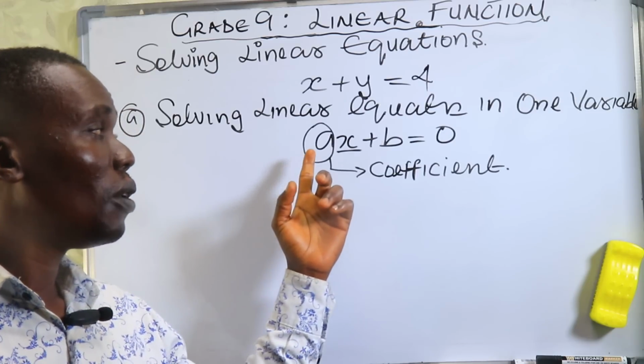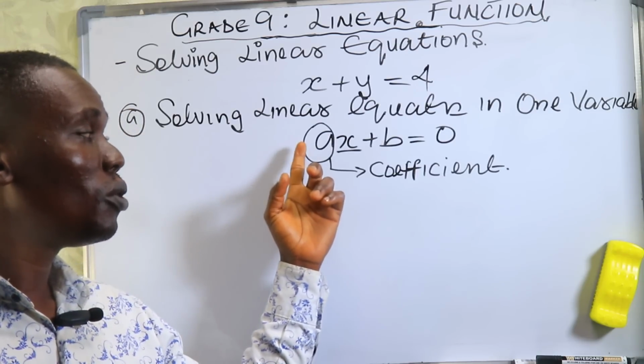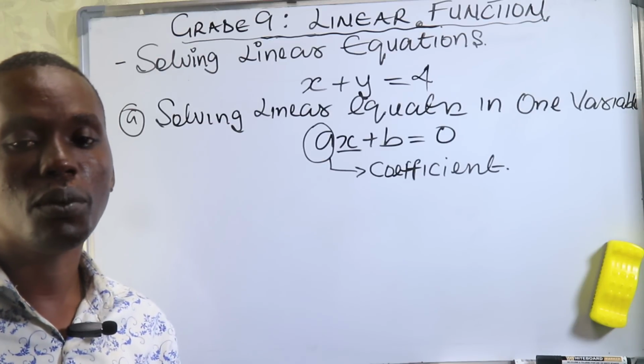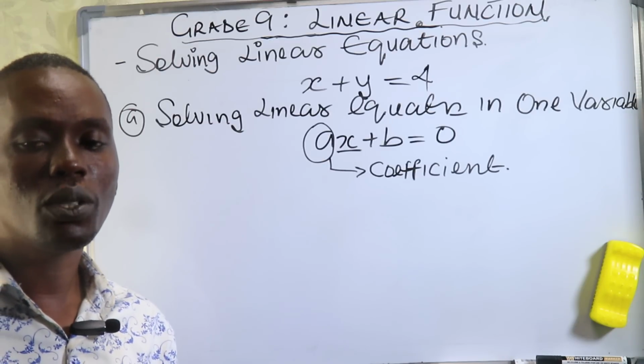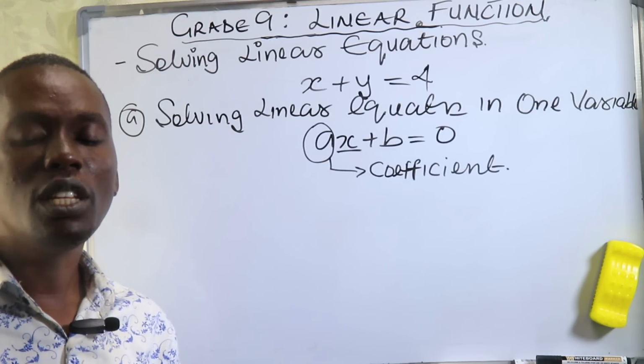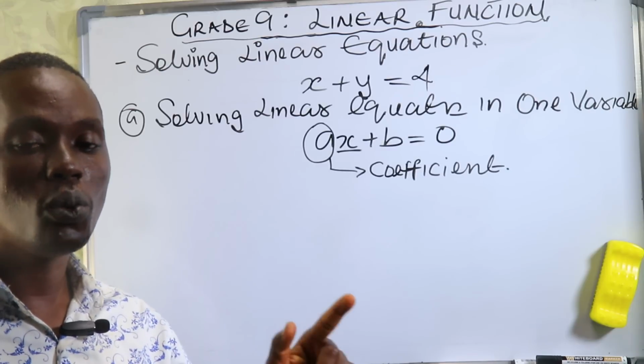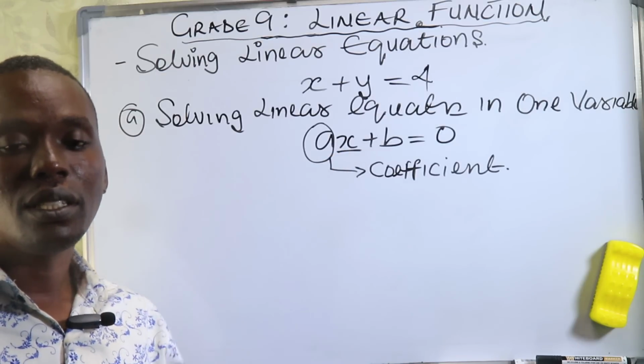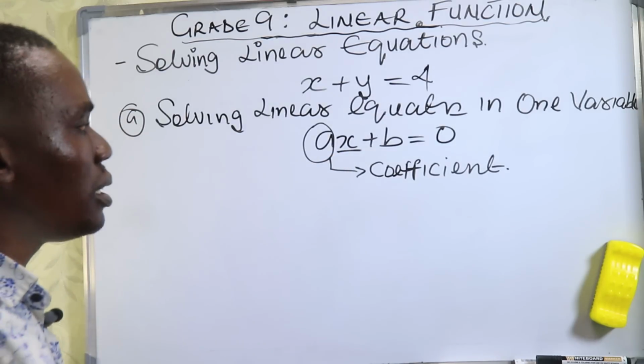Any non-zero number attached to a variable is called the coefficient of that variable. So solving a linear equation in one variable, we need to get only one solution for the variable x that is given to us. Now let's look at this example.